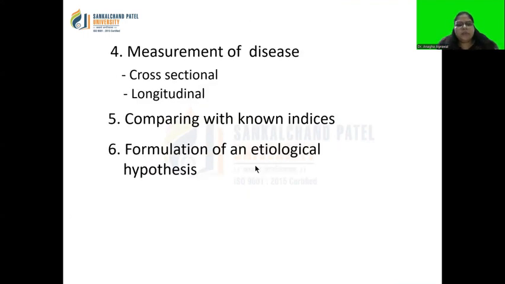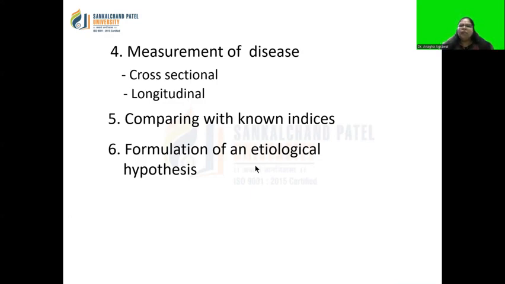The next is measurement of disease using either cross-sectional or longitudinal data. Depending upon your research question, you decide whether you want to go once only, that is cross-sectional, where you can interview one person at one time, or longitudinal, where you have to go again and again and collect the same data. Depending upon your research question, you have to decide it.